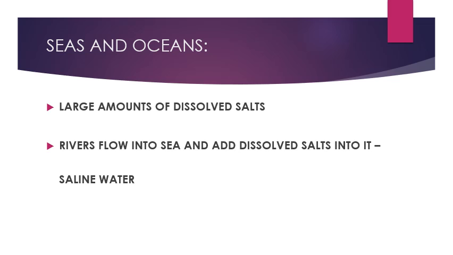Seas and oceans. Seas and oceans cover about 70% of the surface of Earth. Water present in seas and oceans contains large amounts of dissolved salts. Rivers ultimately flow into the sea and add dissolved salts to it. Due to the presence of salt, this water is salty and is called saline. It is unfit for drinking, washing, irrigation, and for industrial purposes.